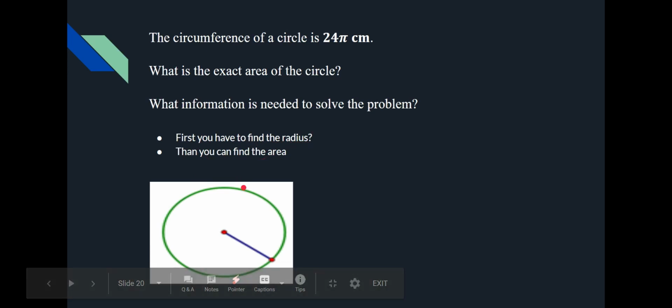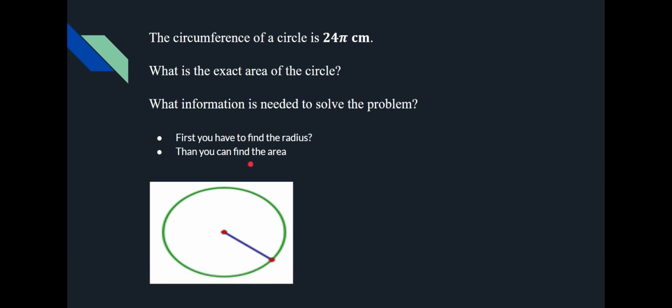So we know that the circumference, which is the total around the circle, is 24 pi centimeters. Now we have to know what the radius is. This is our radius. We have to find out what our radius is, and then once we find the radius, we can then find out what the area is. All right?